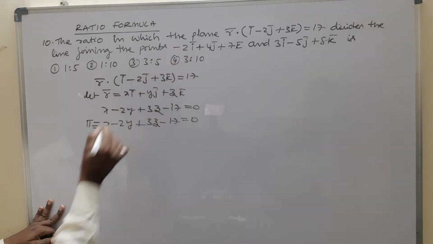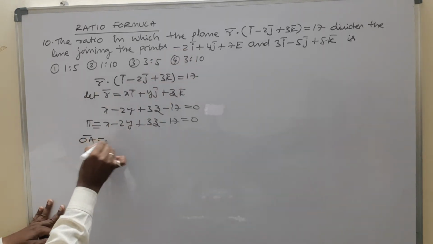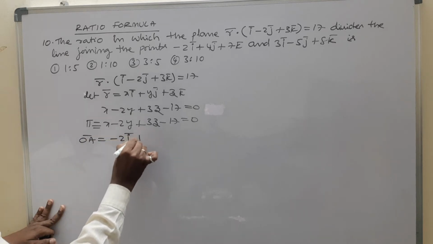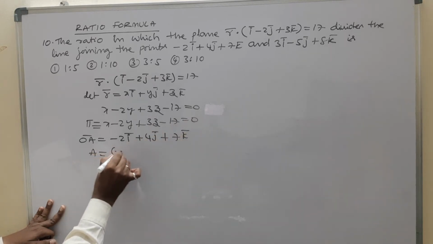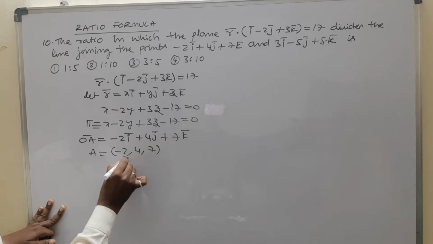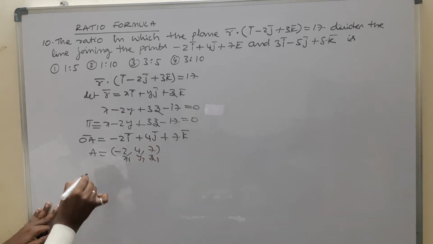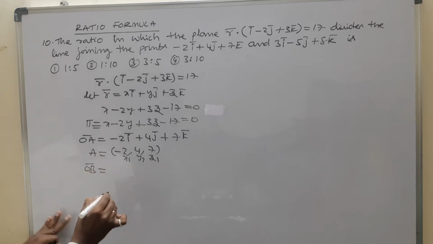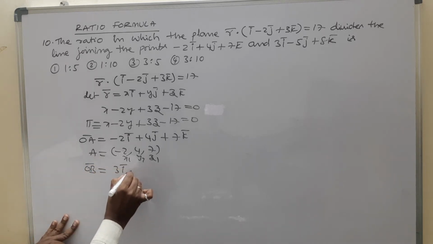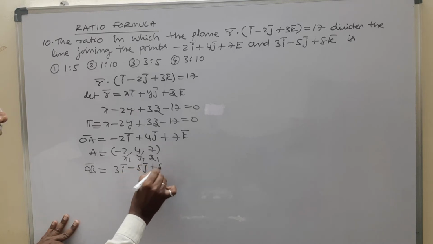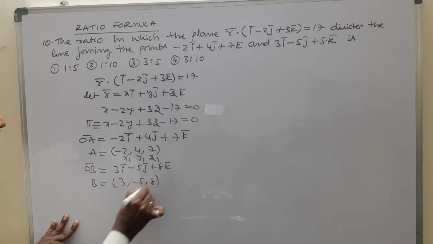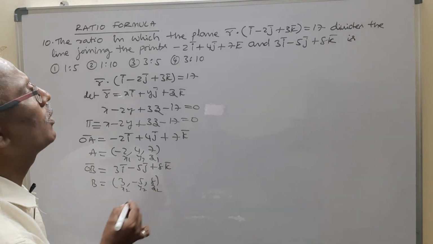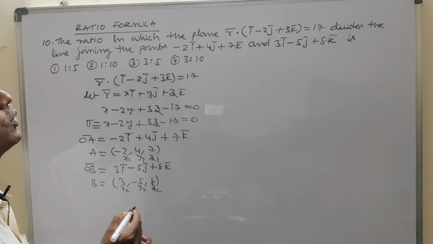Here the position vectors are given. Let OA bar equal to minus 2i plus 4j plus 7k. In point form, capital A equal to (minus 2, 4, 7). This is x1, y1, z1. And OB bar is given. Let OB bar equal to 3i bar minus 5j bar plus 8k bar. In point form, B equal to (3, minus 5, 8). This is x2, y2, z2. Here, to find the ratio, the formula is minus pi triple 1 is to pi triple 2.